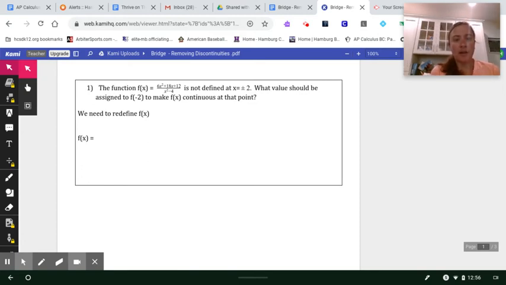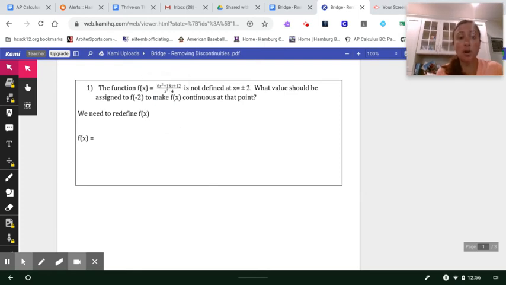The function f of x is given to us, and it is not defined at x equals plus and minus 2. So let's just talk about why that is. If I were to look right in this denominator and I tried to plug in positive 2, 2 squared is 4, 4 minus 4 is 0. I'd be trying to divide by 0, which isn't allowed. It's not defined. Likewise with negative 2. Negative 2 times negative 2 is 4. So 4, again, minus 4 is 0. Not allowed. That function is not defined there.